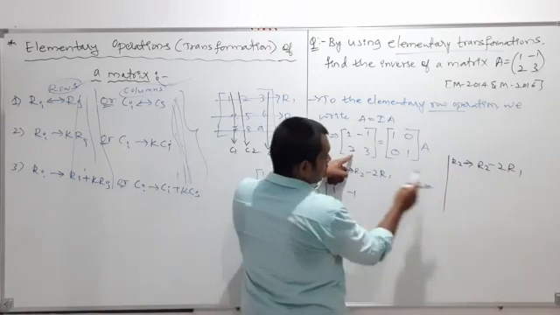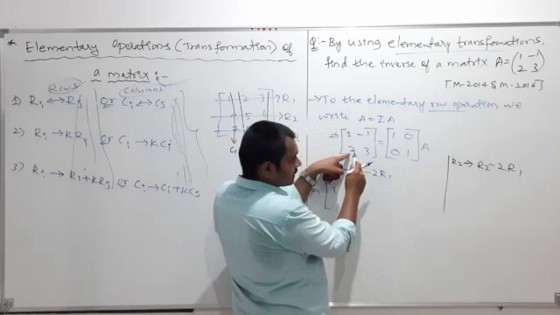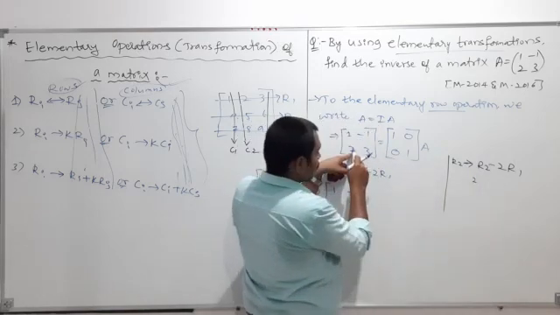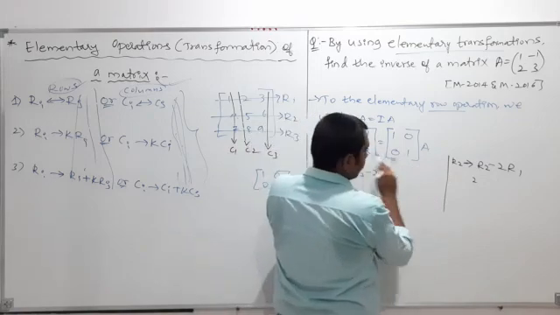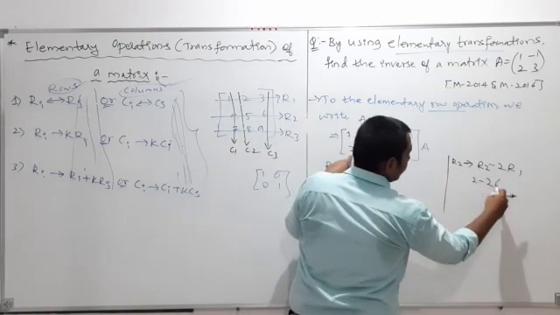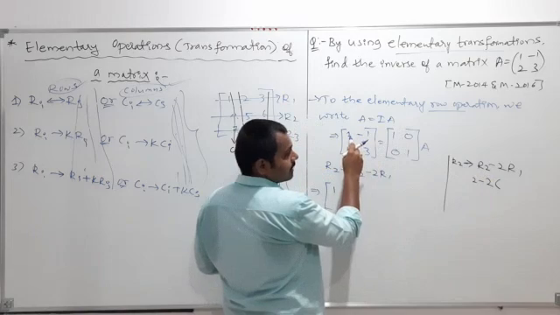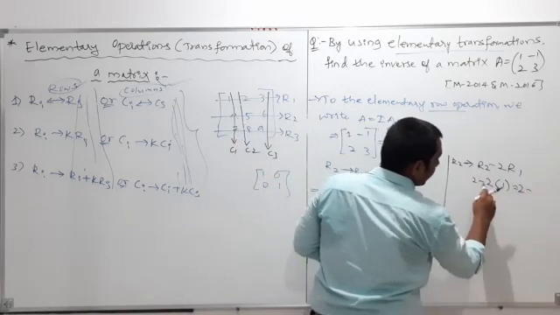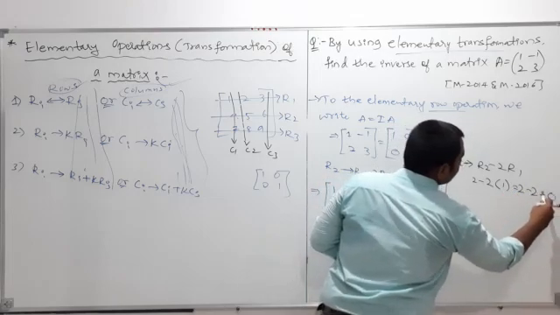Clear? So R2 is changing here. This is our R2. First I will discuss the first element. In row 2, this element is 2. 2 minus 2 into R1. In the place of R1, what is the element I have? 1. So this is equal to 2 minus 2, which is 0.